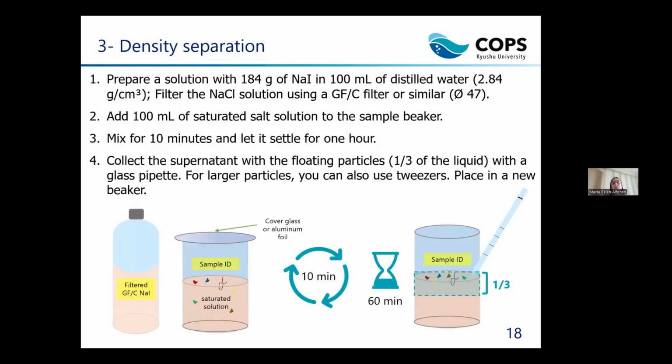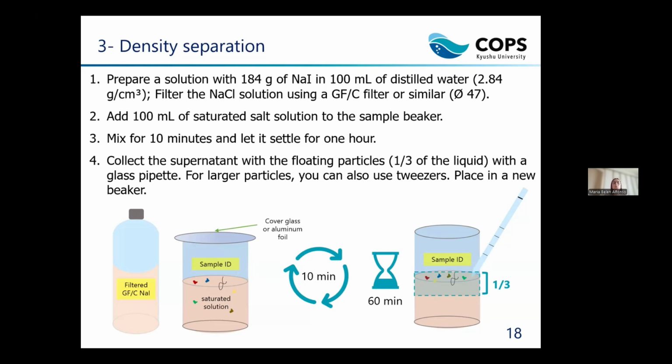So for the process overview, you start by preparing a solution. For example, if we use NaI, we can pour 184 grams of the salt in 100 milliliters of distilled water or milli-Q water to obtain the saturated solution. Once you prepare the saline solution, you need to filter it using a glass fiber filter or similar to remove any potential contamination particles from the manufacturing process.